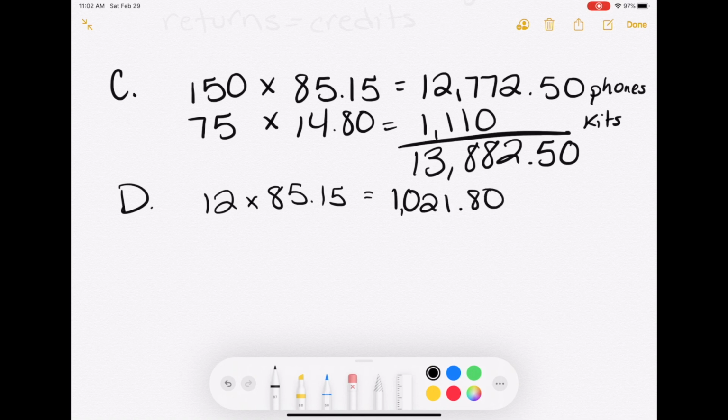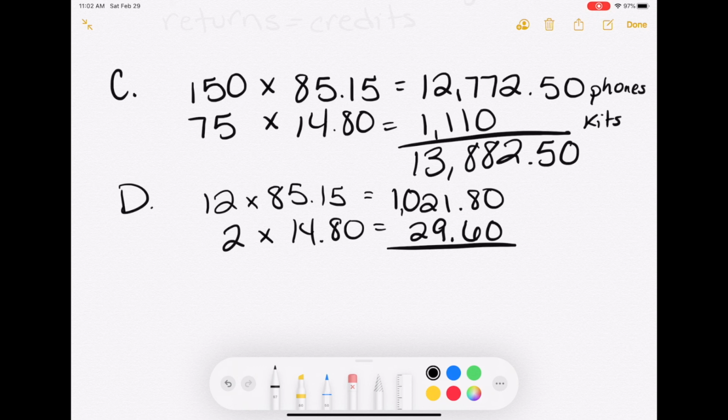$21.80, and 2 charging kits. So added together, they would get a credit back of $1,051.40. Okay.